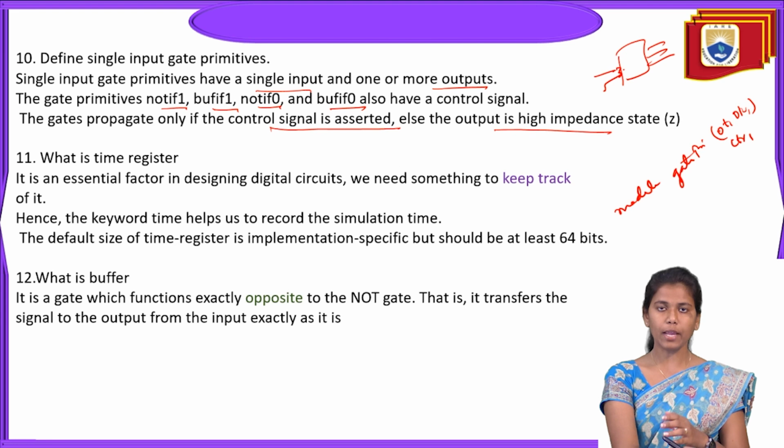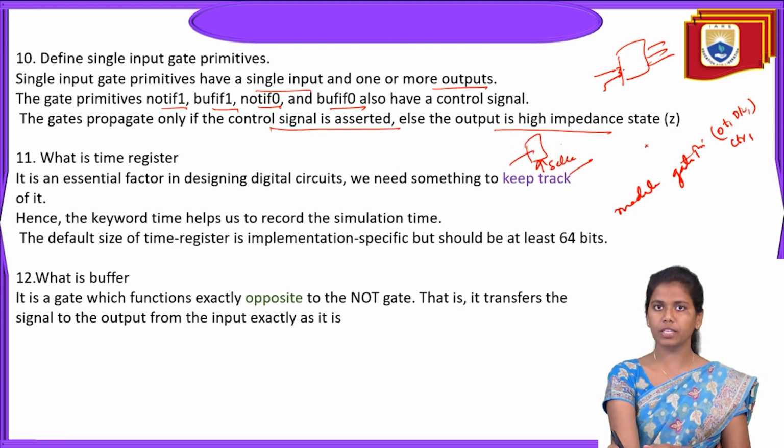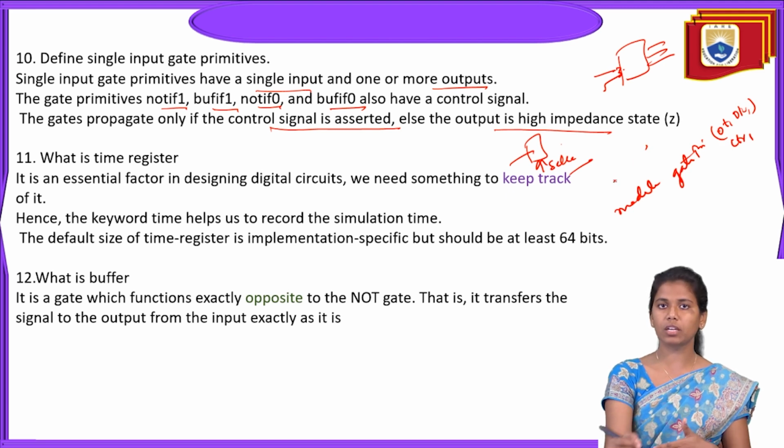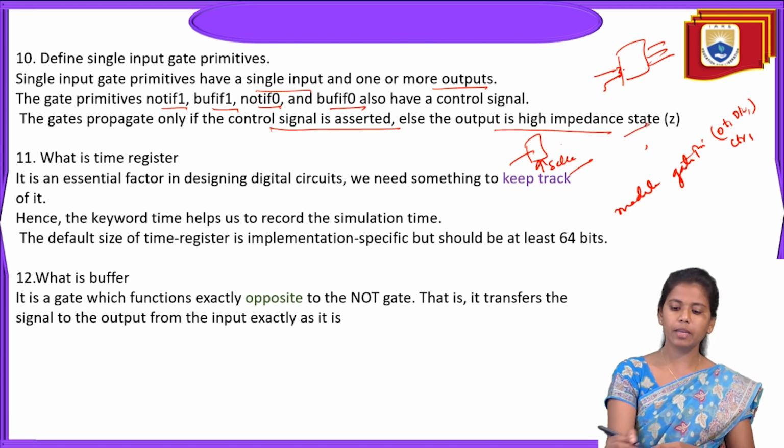Likewise, in the multiplexer, we have the selection lines, right? So based on the selection lines, the output is observed. In the same fashion, based on the control signals, the output is observed. Otherwise, if you are not considering any control signals, the output may go to the high impedance state.